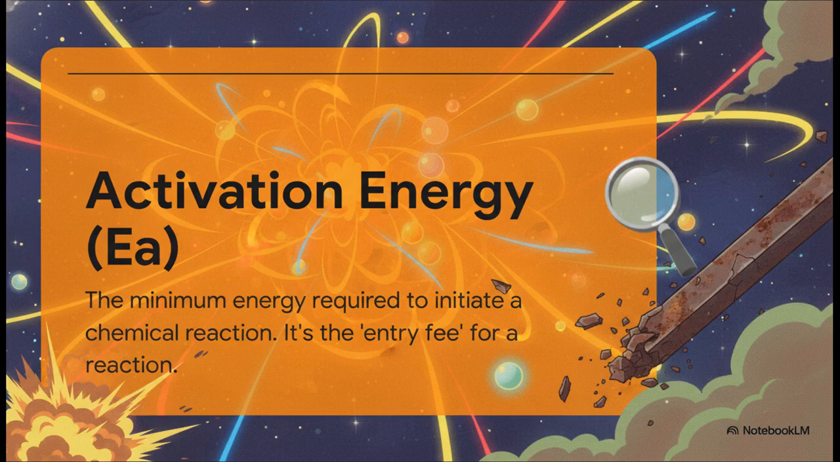The best way to think about it is like an energy hill. Your reactants are at the bottom on one side, and the products are on the other. To make the reaction happen, the particles have to have enough energy to get over the top of that hill. It's like an entry fee. If they can't pay it, they just roll right back down.